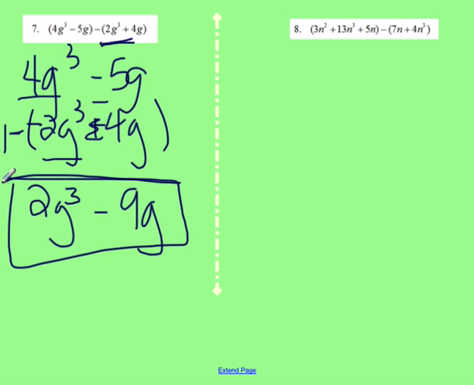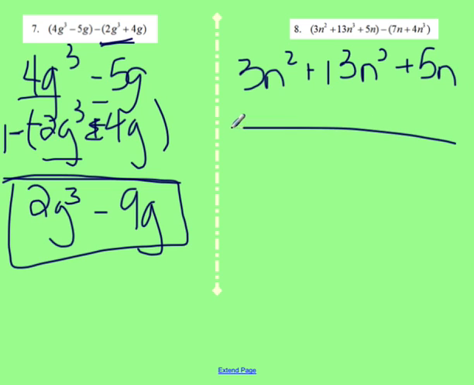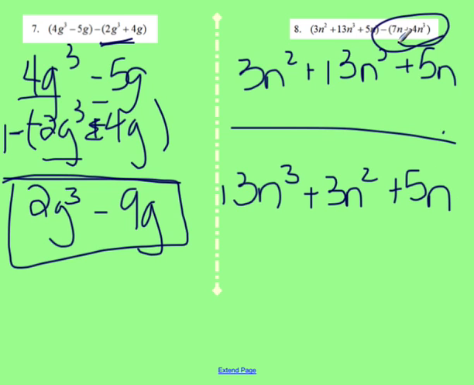Let's take a look at number 8. For number 8, we have 3n squared plus 13n cubed plus 5n. Well, I'm going to rewrite that. Let's just start over, and I want to put it into standard form. So I'm going to put my n cubed first, then my n squared, and then my 5n. Now I'm going to subtract this second one off. So I'm going to line it up under the columns.